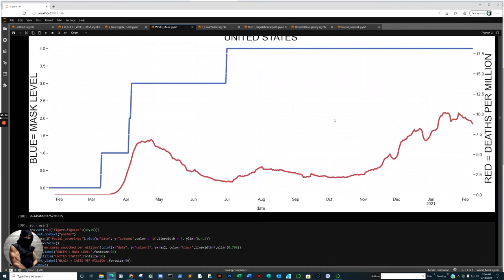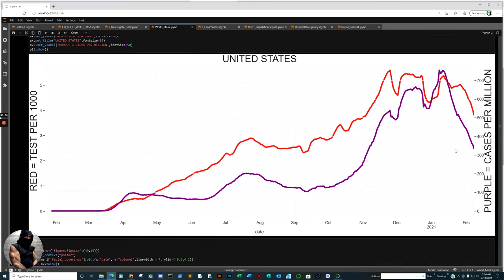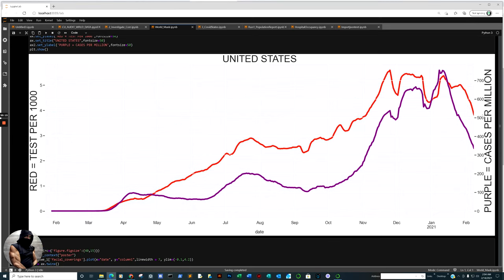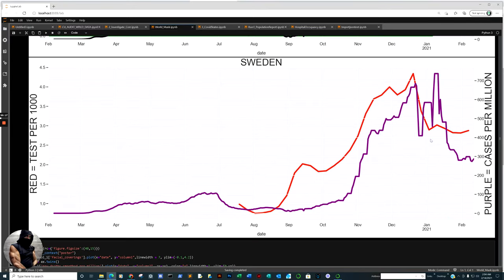Let's go to Our World in Data. This is important. There are mask levels. If you could find a correlation, there's our drop in cases. These charts are important really because we're going to go by testing. The United States has done less testing. But now let's look at the other countries. Some of our countries are controls. All right, this is tests per 1,000. This is cases per million.